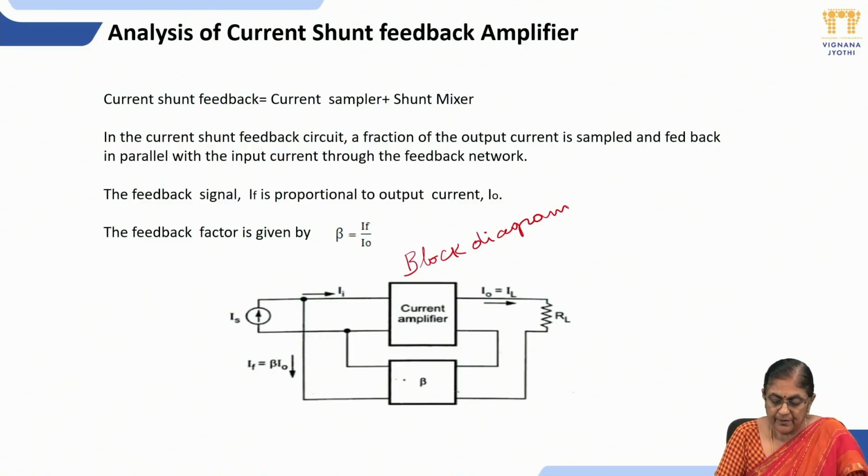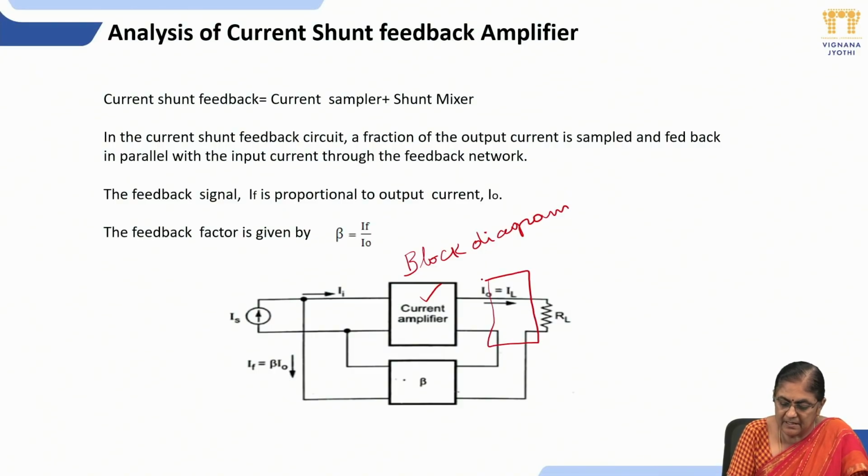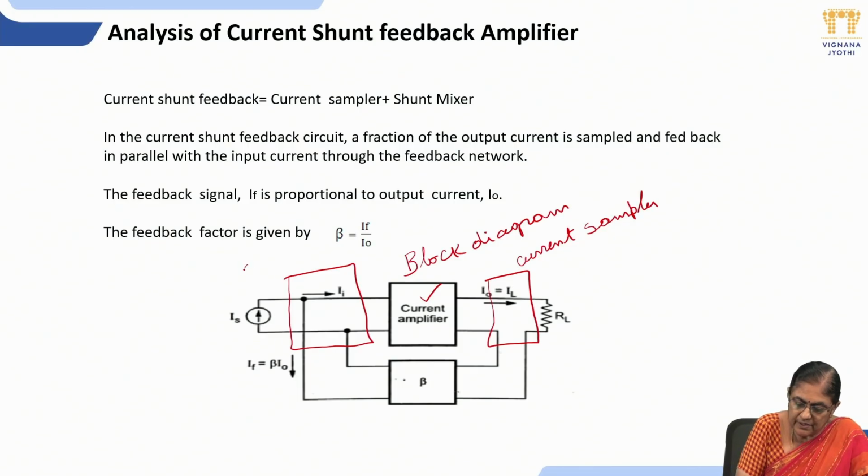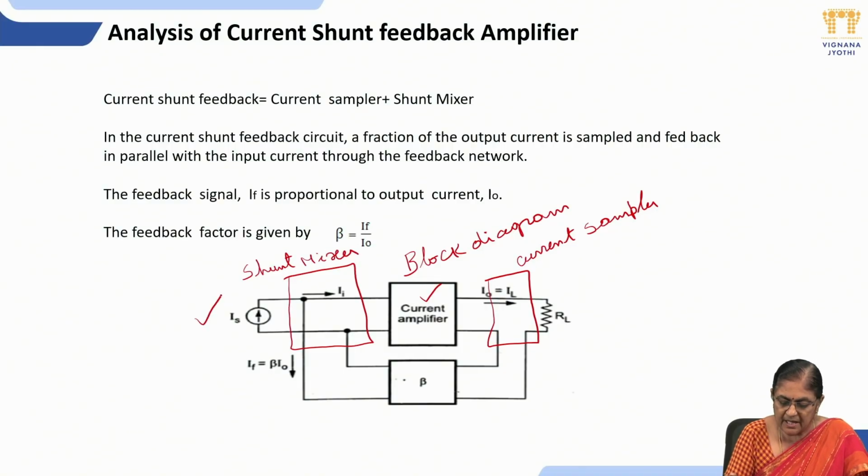This is the block diagram of current shunt feedback amplifier. In current shunt feedback amplifier, the basic amplifier is current amplifier, and the type of sampler used at the output terminals of the current amplifier is current sampler. The type of mixer used at the input terminals of the current amplifier is shunt mixer. This is the connection for current sampler. This is the connection for shunt mixer. In the case of shunt mixer, the source must be current source.